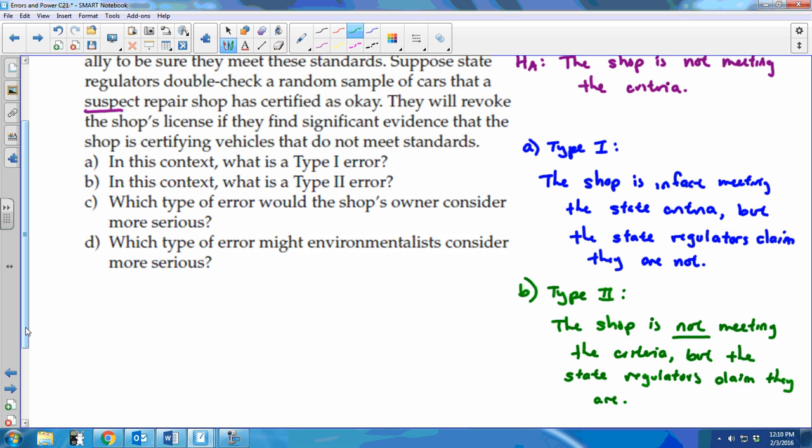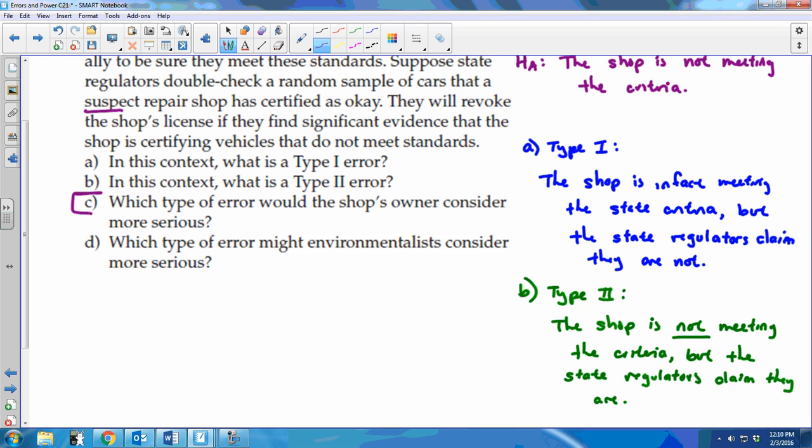All right? So when you're talking about errors, that's what it's always going to be in context. You need to have some hypotheses, and then you should know those sentences. Type 1, the null hypothesis is true, but you reject it. Type 2, the null hypothesis is false, but you fail to reject it. Now, it's going to ask you about ramifications.